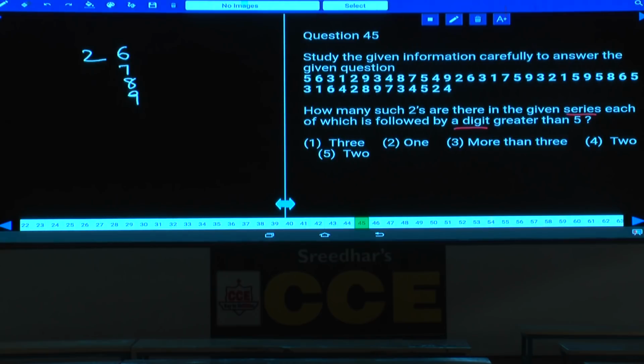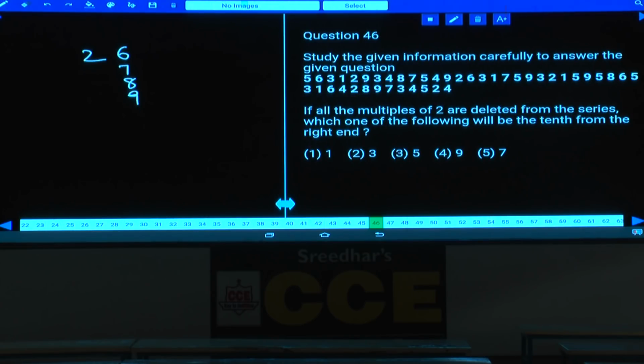Now starting with the 2, 2 and 9, this is 1, 2 is followed by 9. Next one 2 and 6, this is the second. Next one 2 and 1, this 2 cannot be taken as your answer. Next one 2 and 8, and 2 and 4 cannot be taken. Done with this? And so how many are there? There are only 3 such 2's which are immediately followed by a digit greater than 5. Choice 1.